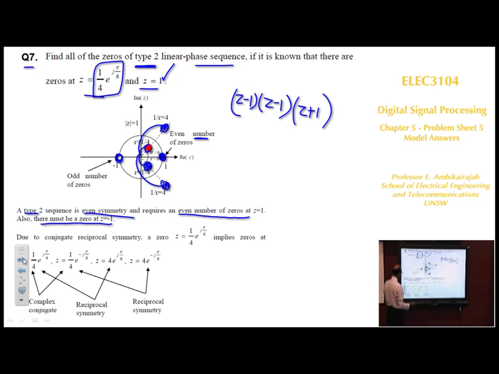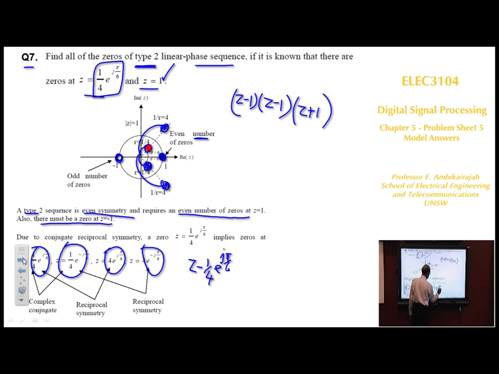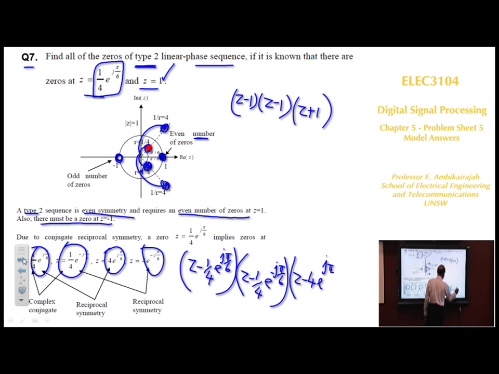So your transfer function is going to be the original one and its conjugate, then the reflected and the reflected. So there are 4 of those, 1, 2, 3, 4 times, so it will be z minus 1 over 4 e to the j pi over 6, that's the one, and the next one is z minus 1 over 4 e to the power minus j pi over 6, that's the one you introduced. Then the reflected one is z minus 4 e to the j pi over 6 times z minus 4 e to the power minus j pi over 6. They are the complex zeros.